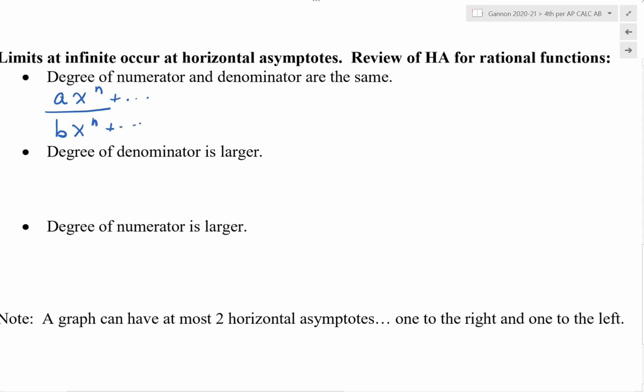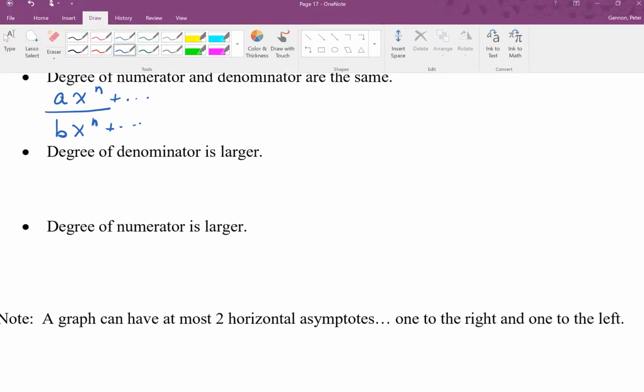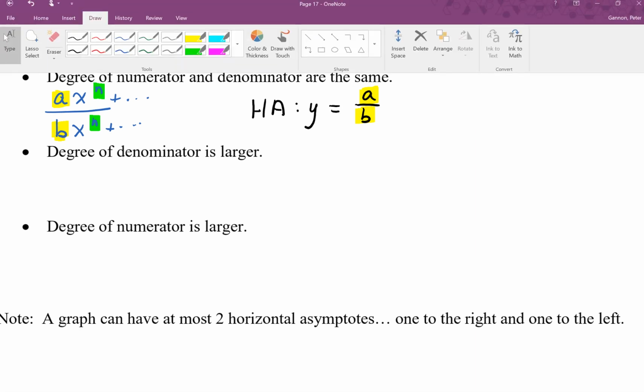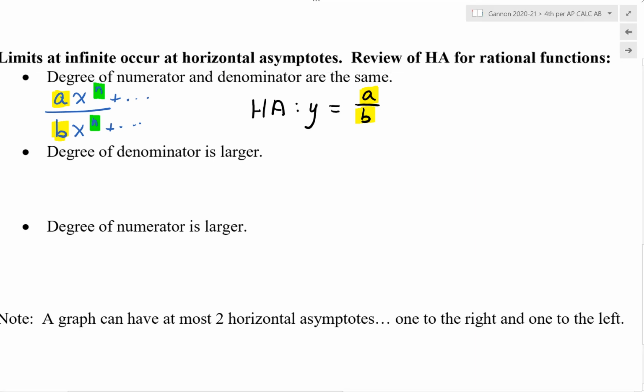In that situation, if the degree of the numerator, which is the largest exponent, is the same as the degree of the denominator, again, the largest exponent, then the horizontal asymptote is going to happen at y = a/b. So the horizontal asymptote is the horizontal line y = a/b, where a and b are the lead coefficients of the numerator and the denominator.